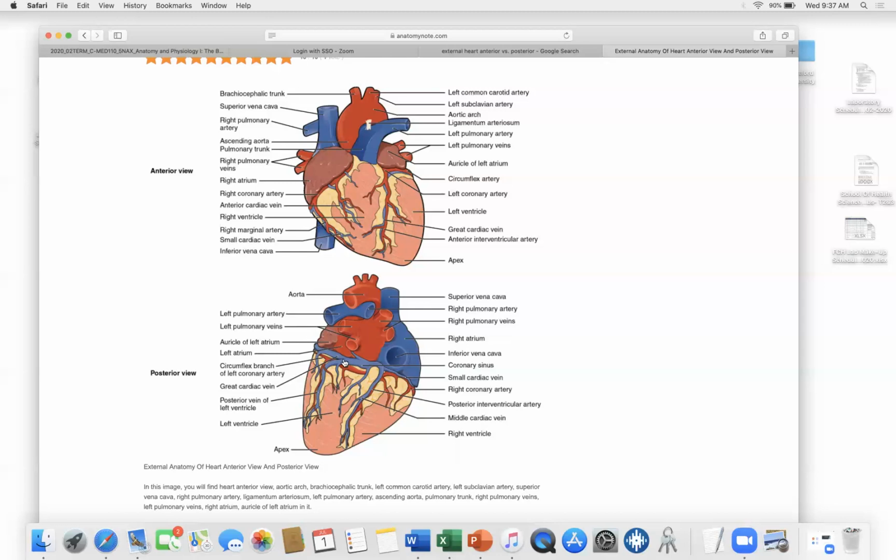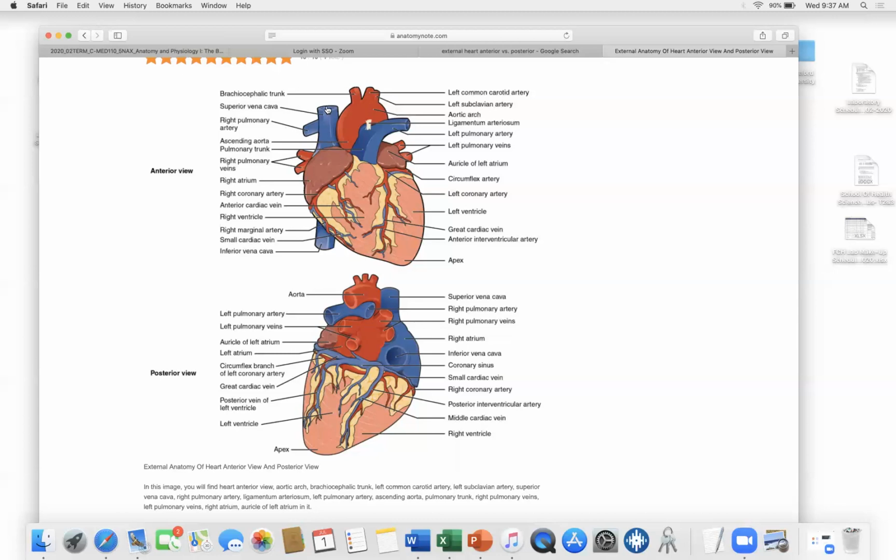Another thing we could also see is that the posterior interventricular sulcus goes right down the middle, and you could see how it's kind of going towards the apex, and it directly connects into the coronary sinus, which is a relatively larger vein in the posterior portion of the heart. So that's how you know front anterior view versus posterior view.